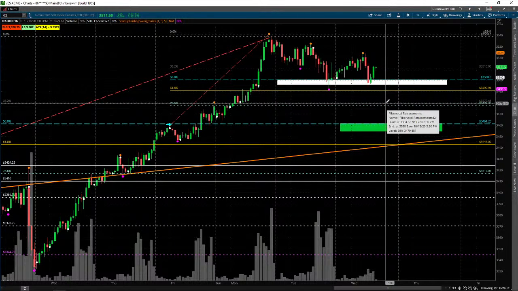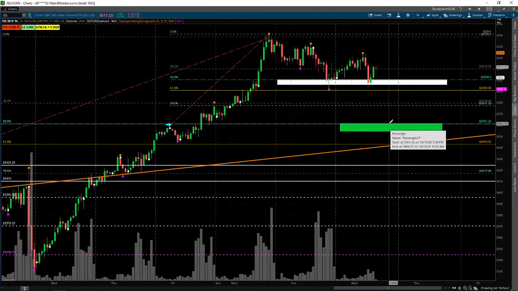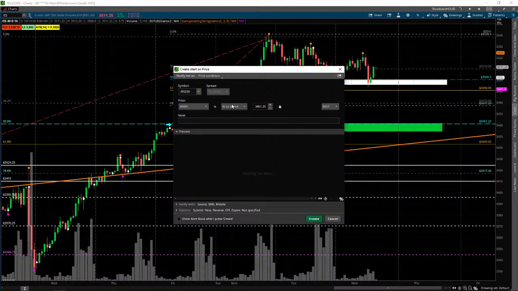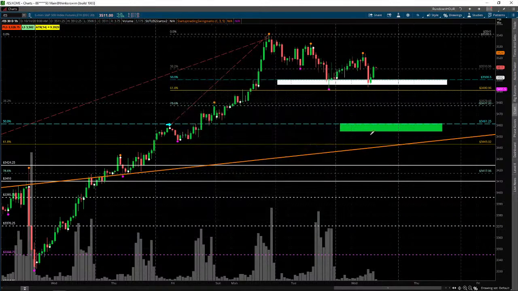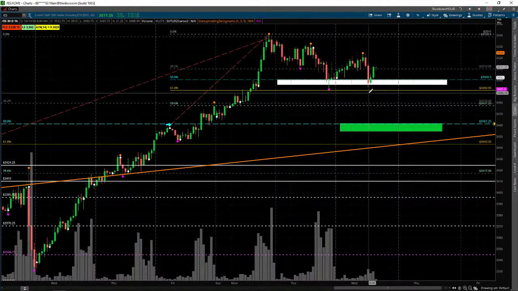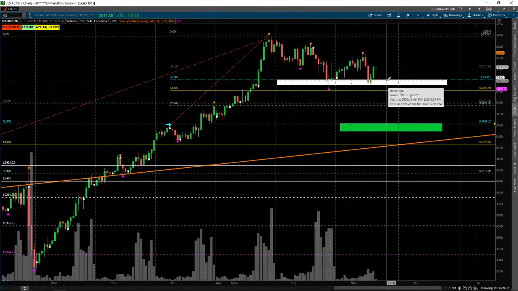If we break below, the next level I have is a 34.79.75 and then 34.61 quarter. So, be aware of those levels. 34.61 quarter, 34.79 half, and 3,500 half. That's all I'm looking at.